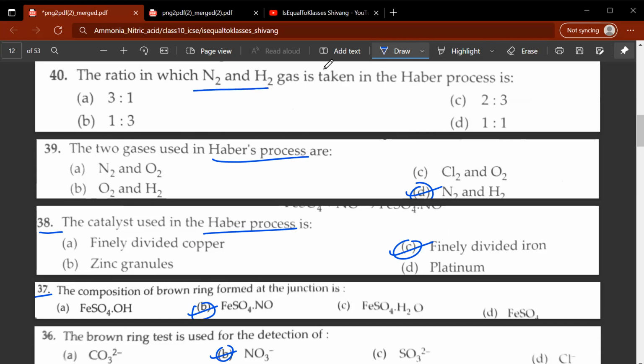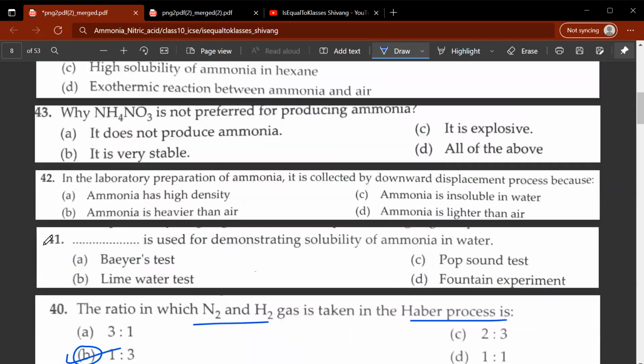39th. The two gases used in Haber's process are D, N2 and H2, or nitrogen and hydrogen. The ratio in which N2 and H2, or nitrogen and hydrogen gas, is taken in Haber's process is, so they are taken in the ratio 1:3. 44th question, dash is used in demonstrating solubility of ammonia in water. So what is the experiment known as? It is known as the fountain experiment.